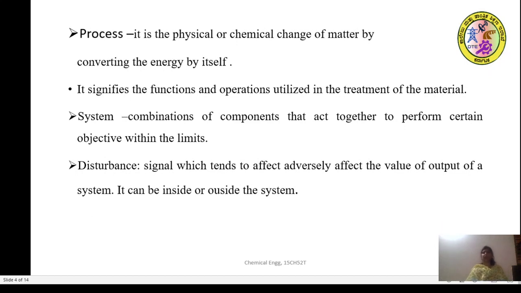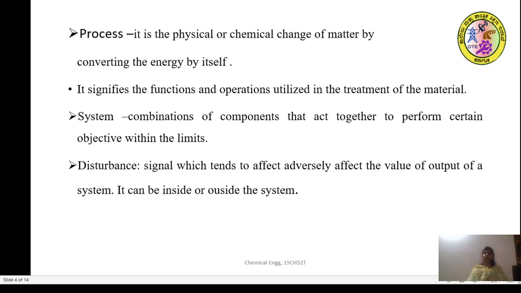So what is a process then? A process is a physical or chemical change of matter by converting the energy by itself. We put in a raw material, and the process goes on in order to achieve a particular product by converting one form to another form. It signifies the functions and the operations utilized in the treatment of the material. What functions are involved, and what operations are utilized in order to reach a particular product from a raw material? All will be included in a process.